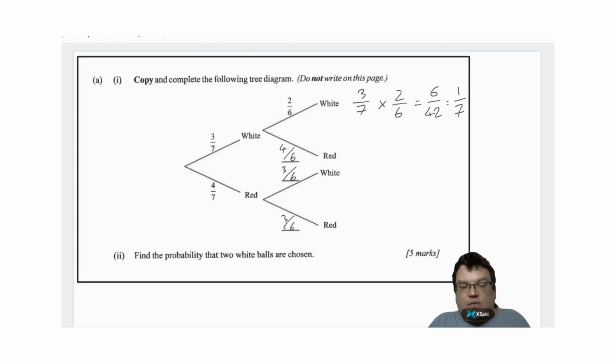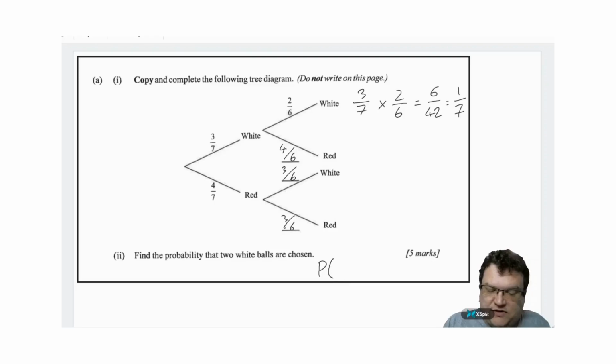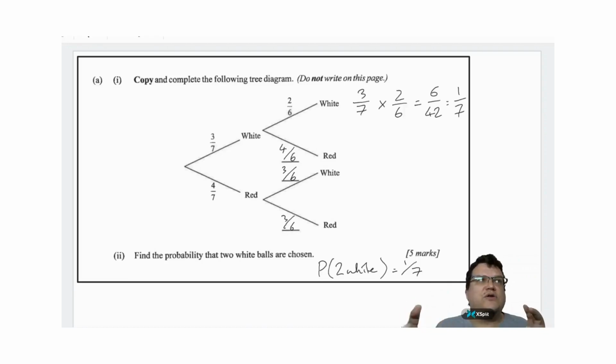Now, you don't have to multiply through all the other branches of a probability tree, which you sometimes would do. We've simply got the one that we were required, and you might like to just form that as a fully correct answer using the probability notation. Probability of 2 white is 1 out of 7. That's it for section A. Pretty straightforward. I think so long as you remember to copy and complete the tree rather than write it on the question, there should be no difficulty here.